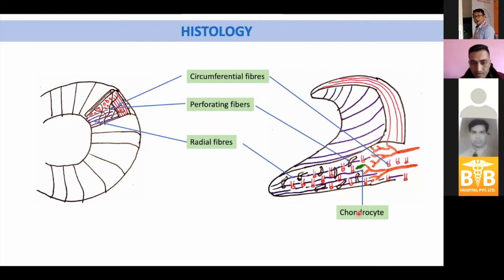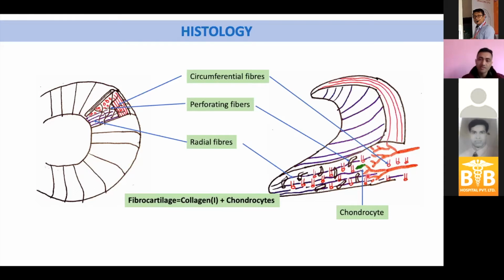And basically this meniscus is a fibrocartilaginous structure, meaning it contains collagen as well as chondrocytes. And the most abundant collagen is type 1, but other collagens like 2, 3, 4, and others are also present. But the majority is type 1 collagen. And chondrocytes, these are the chondrocytes here.